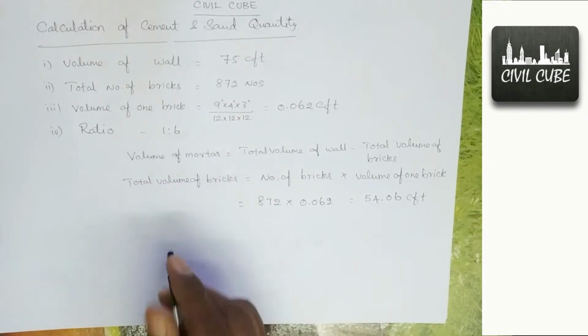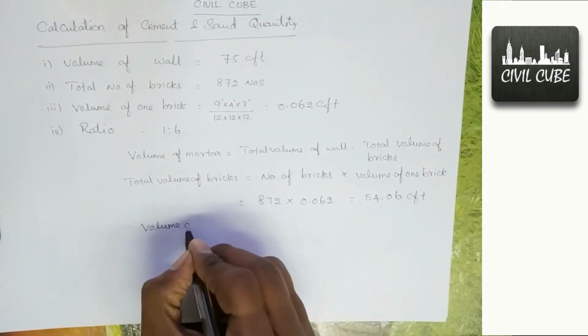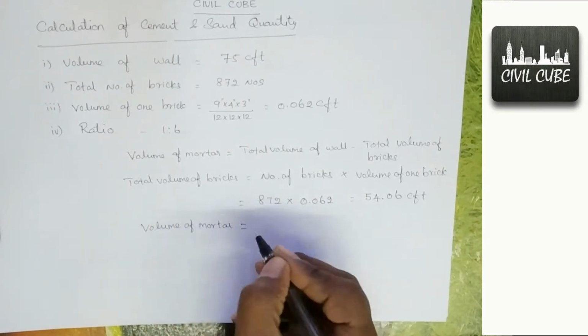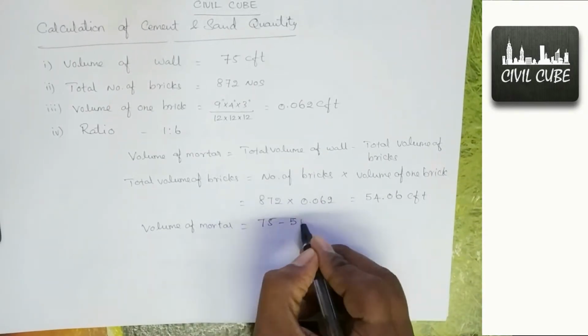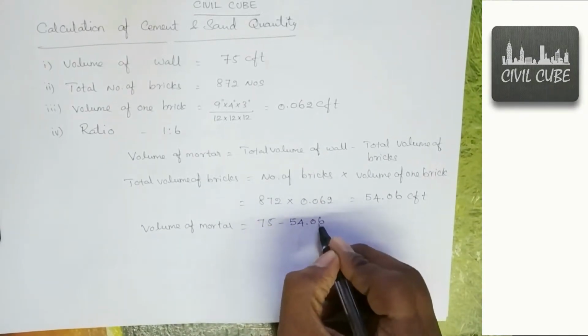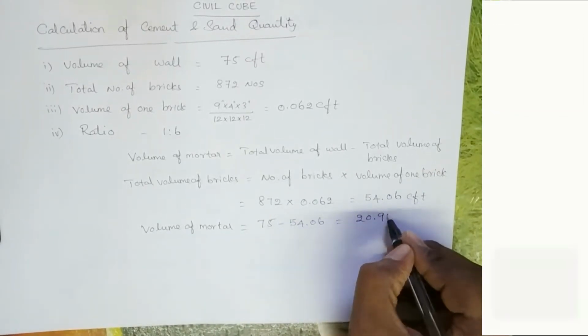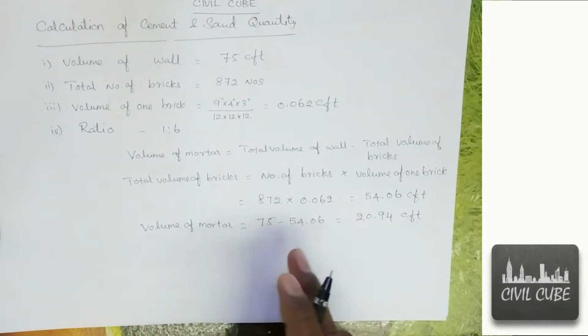Then we need to find out volume of mortar. Volume of mortar equal to 75 minus 54.06, equal to 20.94 cubic feet. This is the wet volume of mortar.